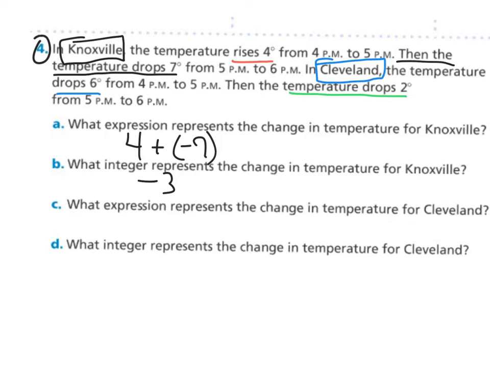Part C, they want an expression for the change in temperature for Cleveland. So it's dropping by 6 and then dropping by 2, so that would be like negative 6 plus negative 2. And then part D, what integer represents the change in temperature for Cleveland? So if we work that out, that would be negative 8. So in other words, overall, in Cleveland, the temperature dropped by 8 degrees during that time frame.